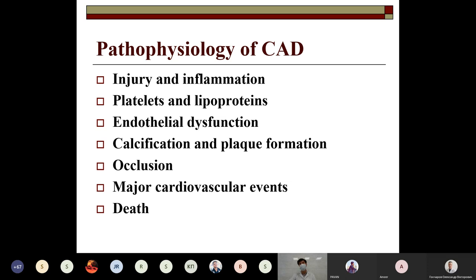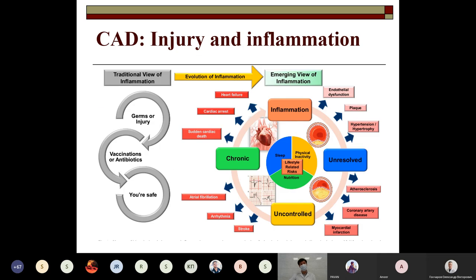The chronic total occlusion and the suddenly appearing occlusion due to a forming thrombus are determined as the main factors contributing to myocardial infarction and sudden cardiac death. Both clinical situations are incorporated in the term MACE. MACE is the abbreviation that means major adverse cardiovascular events, which include non-fatal myocardial infarction and fatal events including sudden cardiovascular death. On this slide, you can see a scheme that illustrates the mechanism by which injury and microvascular inflammation are involved in the pathogenesis of CAD.